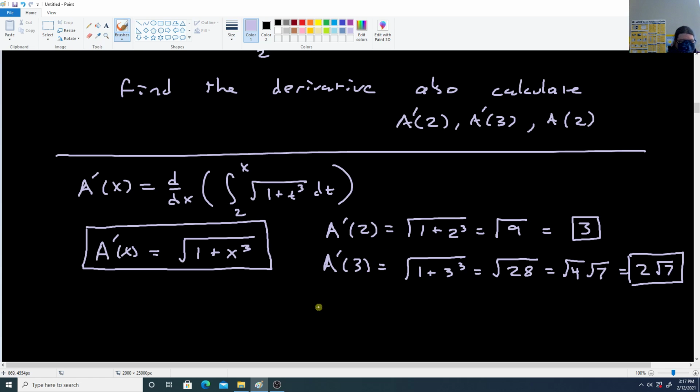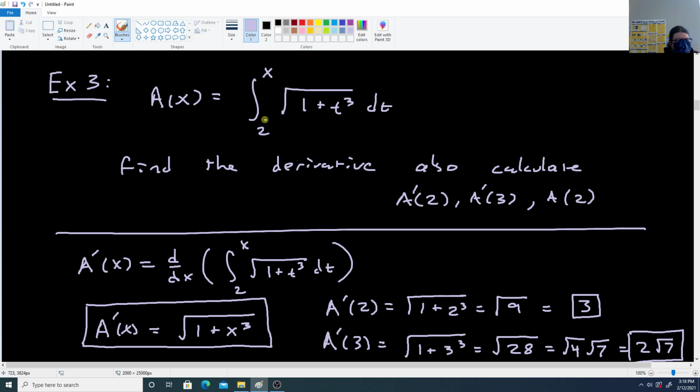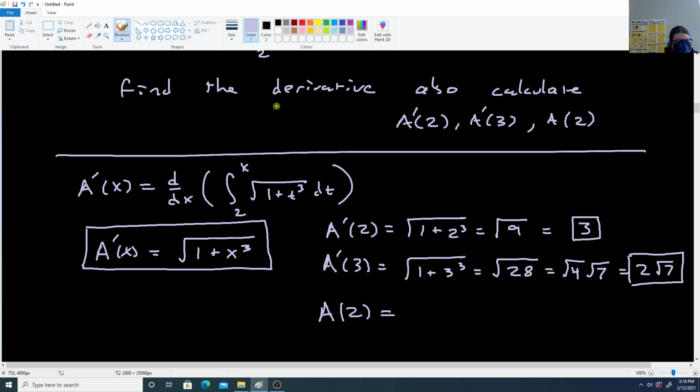Next we want to say, well, what about just A of 2? Well, we're going to use the area function that they gave us. We're going to plug 2 in for the x up at the top. So we have the integral from 2 up to 2 of the square root of 1 plus t cubed dt. And we'll note, since the lower limit and the upper limit are the same, this is going to give me back 0.